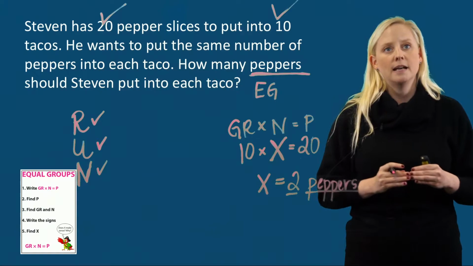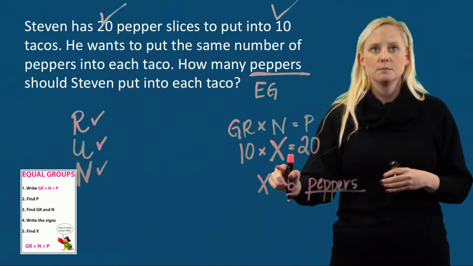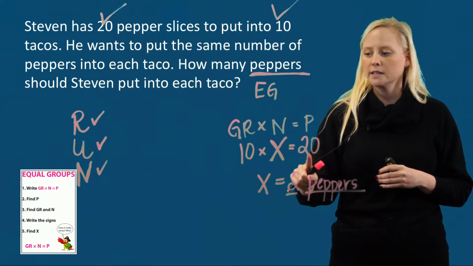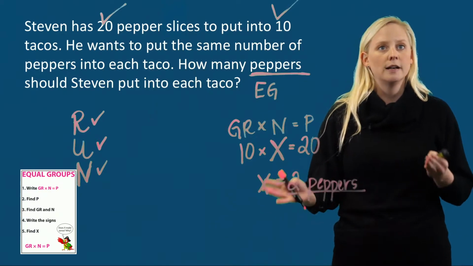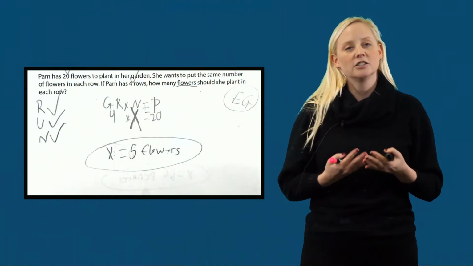I have my number answer and my label answer. Now I need to check that my answer makes sense. When we have an equal groups problem with the number in each group missing, we still need to make sure that our product is the greatest number. And here 20 is greater than 10 and 2, so I know that my answer makes sense. Now let's take a look at student work.